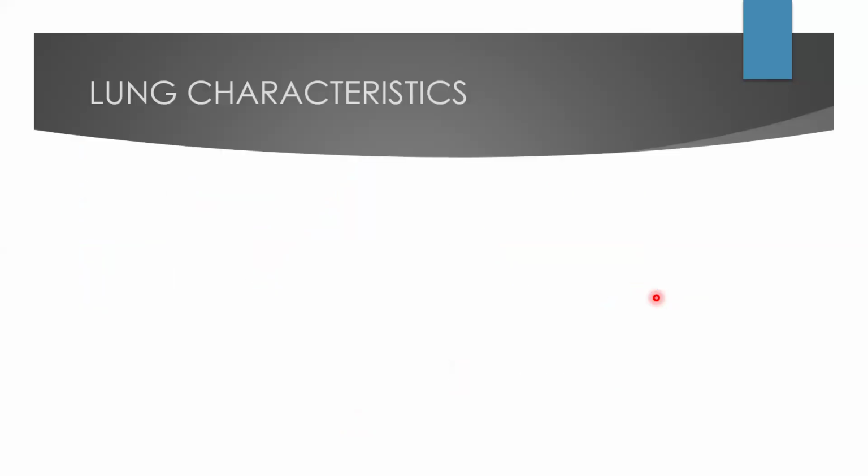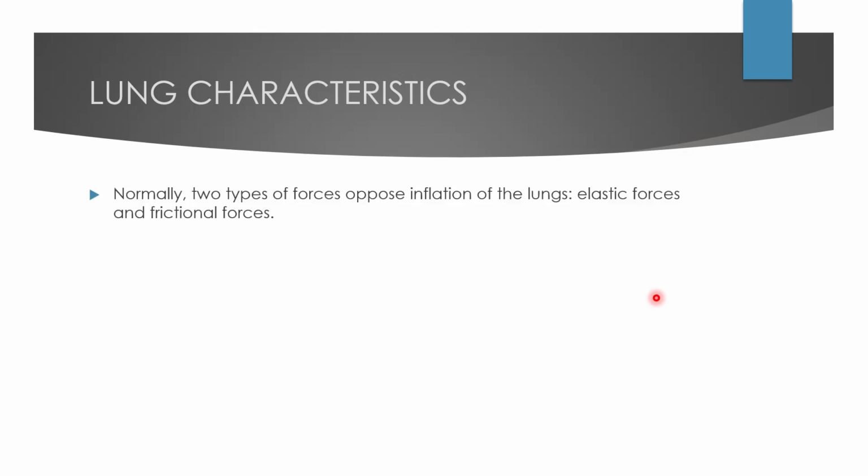So now coming to lung characteristics. We have already discussed the various pressures existing inside the lung, various gradients, what changes happen during inspiration and expiration, and the terminologies that we use for these pressures during mechanical ventilation. Now, in the final part of the presentation, we are discussing some lung characteristics.